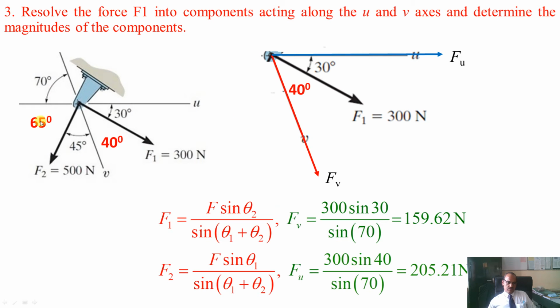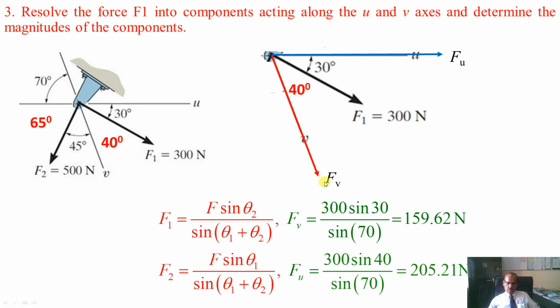These angles which I have shown in red color are not given in the numerical problem. But now let us take the component of force along this line U, Fu, and the component along this line, let us take Fv. The angle made by the 300 Newton force with Fv is 40. The angle made by this 300 Newton force with Fu is 30. So you can write down the components, isn't it?